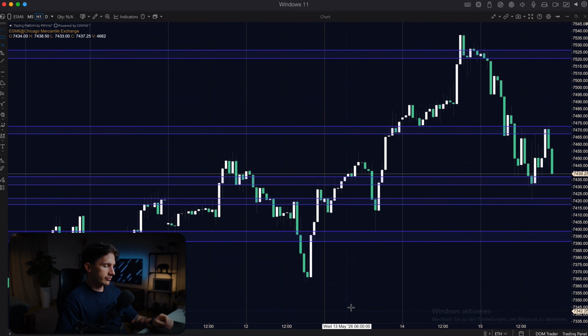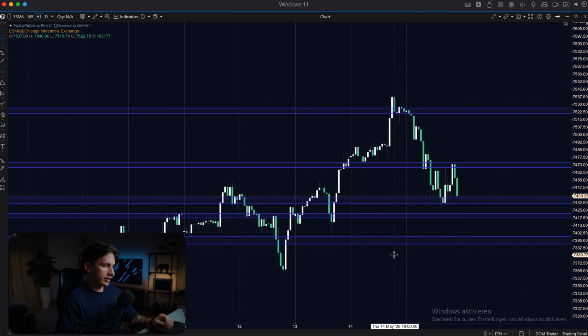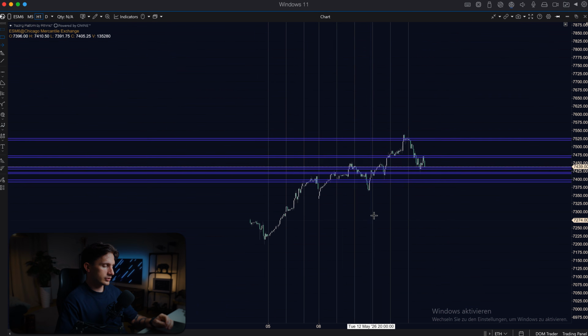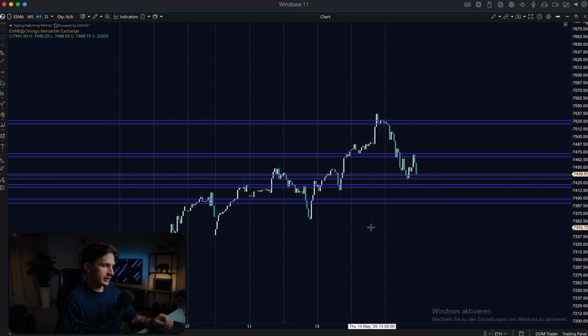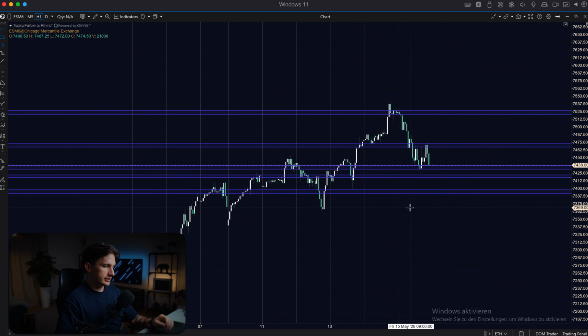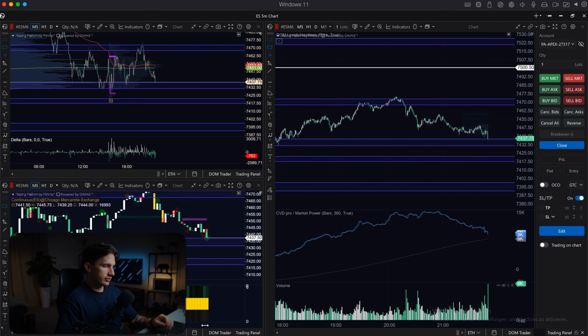Then we have a clean 1 hour chart to determine the direction, right? When I zoom out a little bit, you can clearly see that we are upwards trending. We have a little bit of a correction now, but overall the market is upwards trending. So these are the 3 charts that you are getting right here.